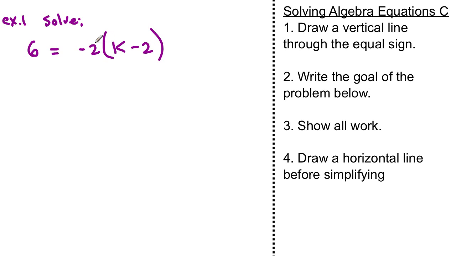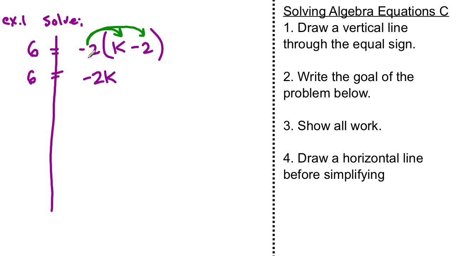Okay, so we're going to draw a vertical line through the equal sign. And then we're going to use the distributive property. Okay, we need to distribute negative 2 to both k and negative 2. Right, so negative 2 times k and negative 2 times negative 2. Okay, when we do that, we get that 6 is equal to negative 2 times k is negative 2k, and negative 2 times negative 2 is positive 4.